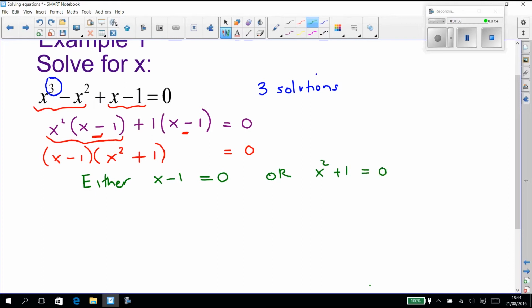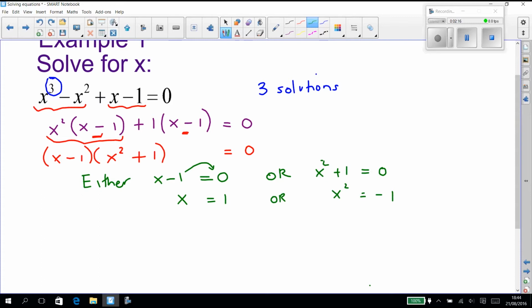So I'm ready to solve for x now. I have x equals 1, because I transfer 1 across the equals sign, and then I change the sign, and negative 1 becomes positive 1. And in the next set, I am going to do the same. So I get x squared equals negative 1.